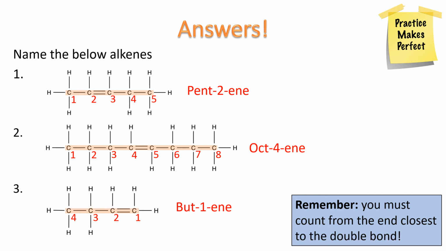And then the third one, we've got butene. There are 4 carbons, and numbering from the end closest to the double bond, we would have the double bond starting on carbon number 1.